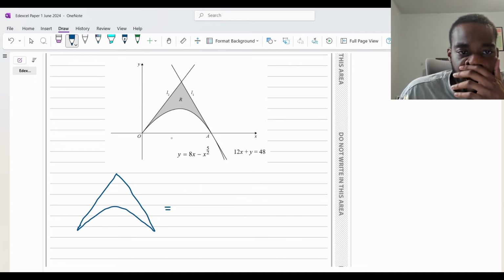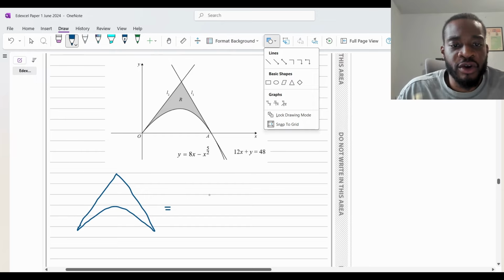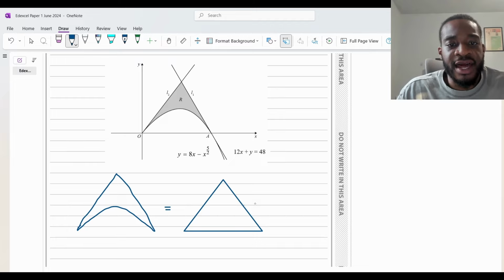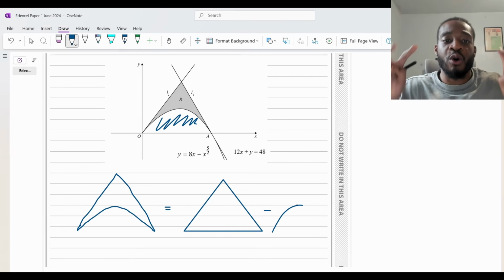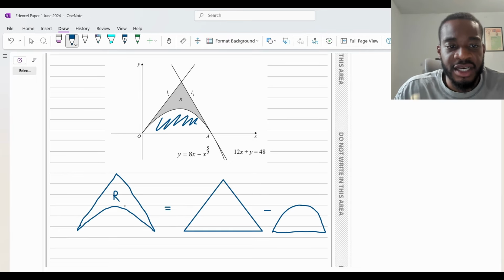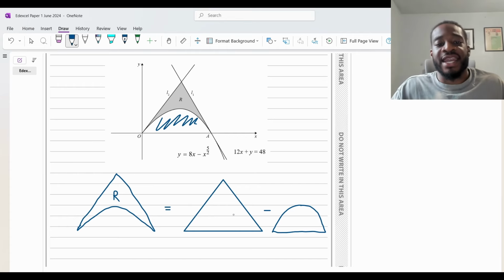Well, when I look at it, that area R happens to be a portion of the area of that triangle, isn't it? So what I can do is let me get a triangle going, something like this there, like that. And then I would take away the area of this thing, isn't it? Right? That little quote unquote semicircle. It's not a semicircle because it's a curve, but you know what I'm saying. So the answer to the question for the area R is to calculate the area of that triangle, calculate the area of that semicircle, and that will be the answer.